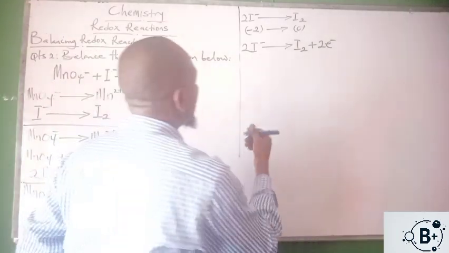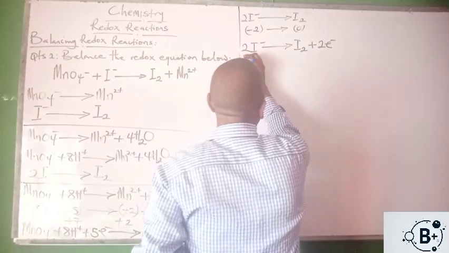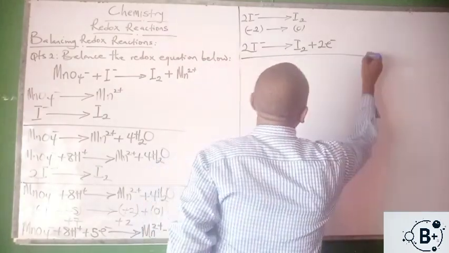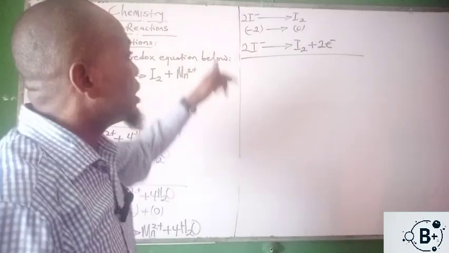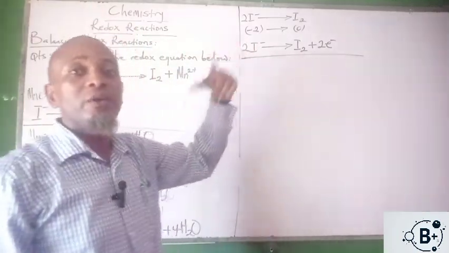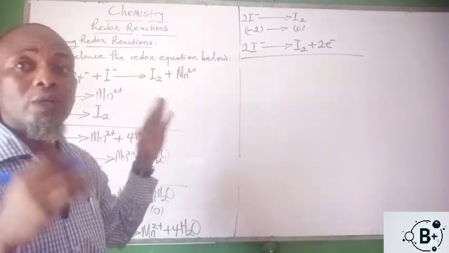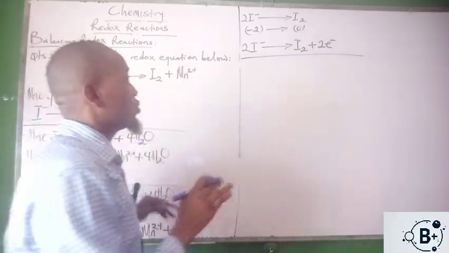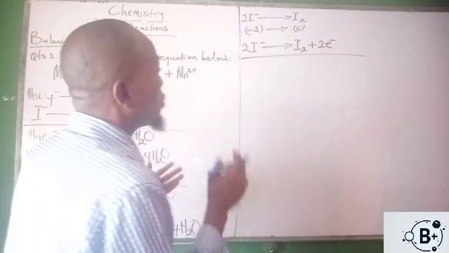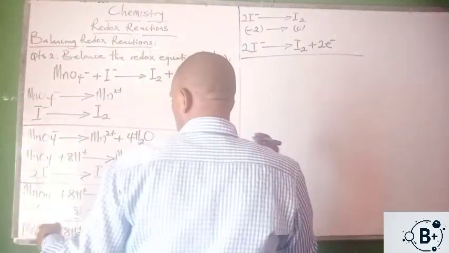The next thing we do after this is to make sure, remember I said the electron doesn't show in the final result. We don't allow it to show in the final result. So what we do usually is to find a way of eliminating them. So how do we eliminate them?